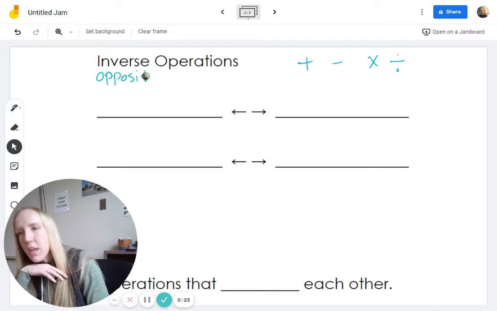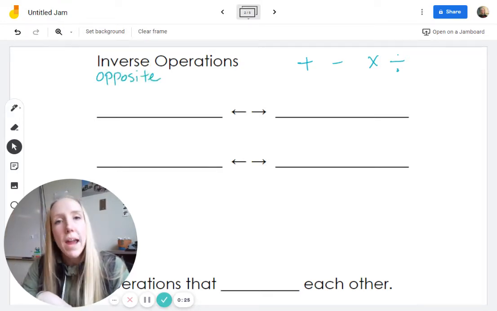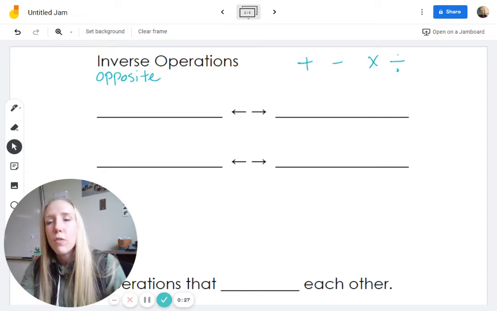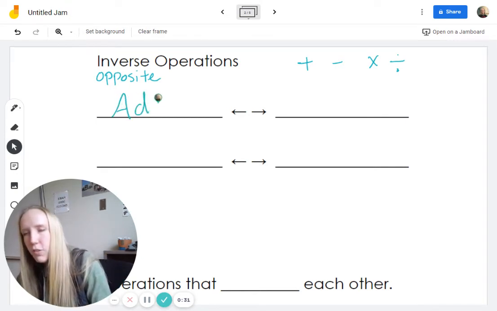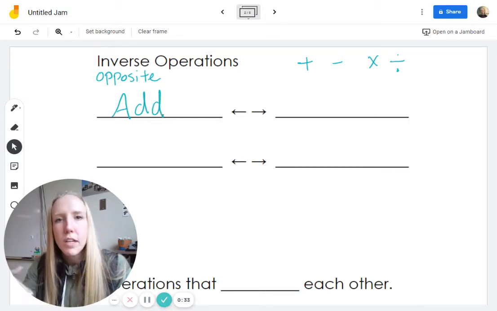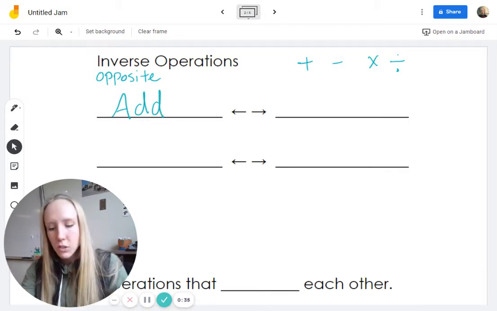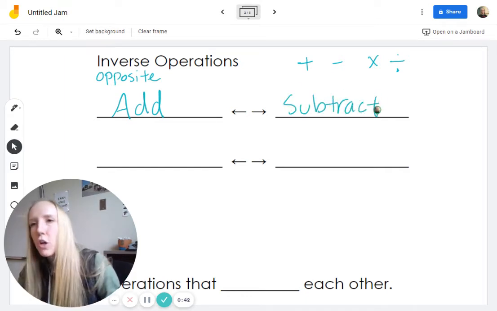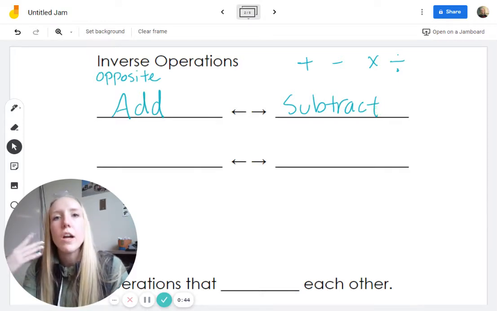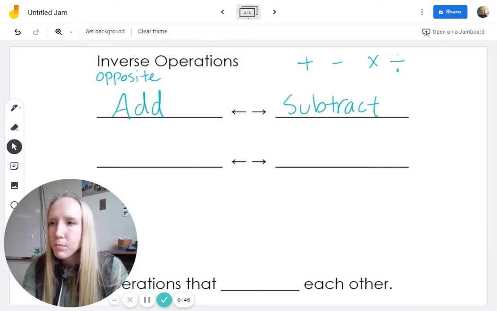So we can kind of think of operations in pairs. For example, let's start with add. The inverse or opposite operation of add is going to be subtract. So add and subtract are inverse operations.